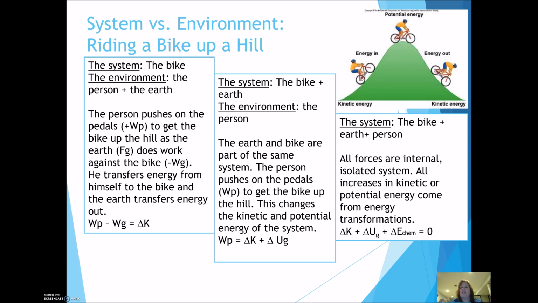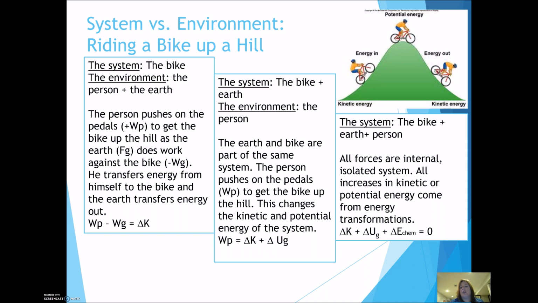So in this case, that increase in kinetic and potential energy is actually coming from the chemical energy of the person that they're burning as they're pushing on those pedals. So now that's internal to the system. Our changes in chemical energy are actually going into changing our gravitational potential energy and our kinetic energy.